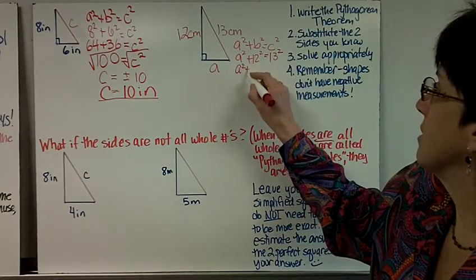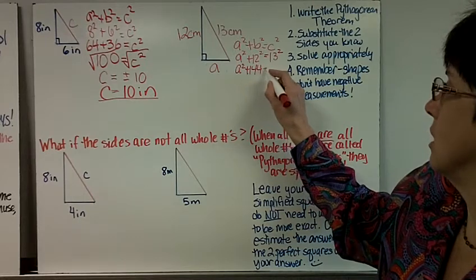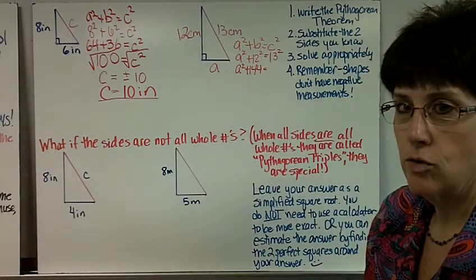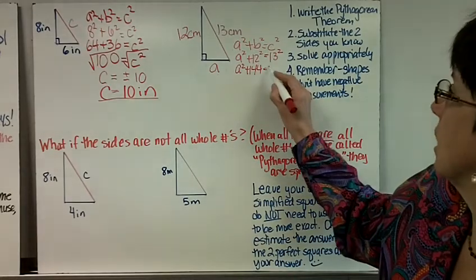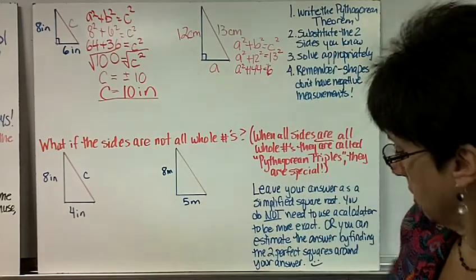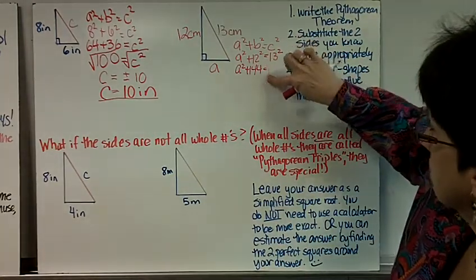A squared plus 144 equals, do you remember what 13 squared is? What's the way I said you could remember it? Count by threes, 3, 6, 9. Sorry, let me just erase that. I'm going to make a mess.